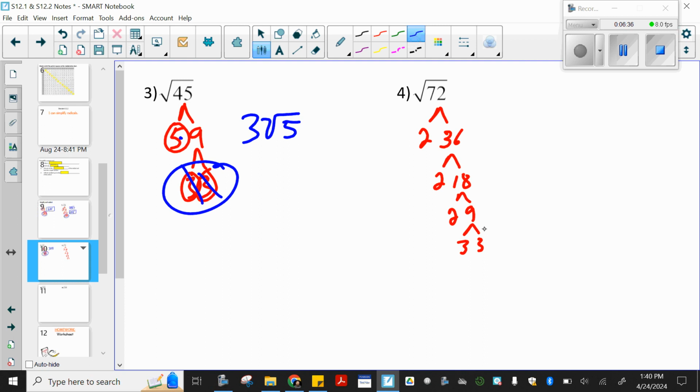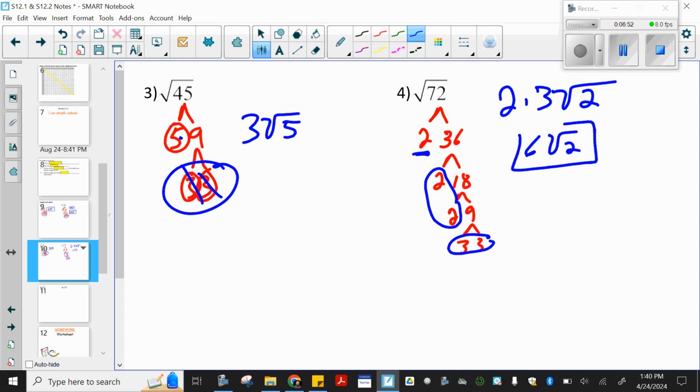So I'm only going to circle my pairs. So I have a pair of 3's and a pair of 2's and 1 2 left over, okay? I'm going to take one of these. So you have 2 times 3 on the outside and 2 on the inside. We're going to simplify 2 times 3, 6 on the outside, 2 on the inside. That's simplified.